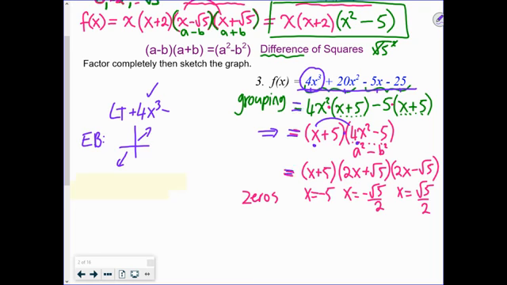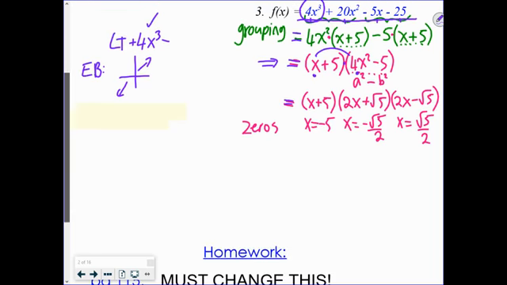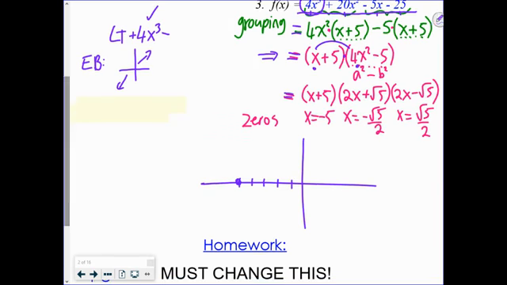So now I need a graph. Let's put this on a graph. First zero, 1, 2, 3, 4, 5. And what behavior would it have? Let's look at the multiplicity. Oh, they're all boring. 1, 1, 1. They're all just going to cut. Okay, now I've got to put those on my graph.